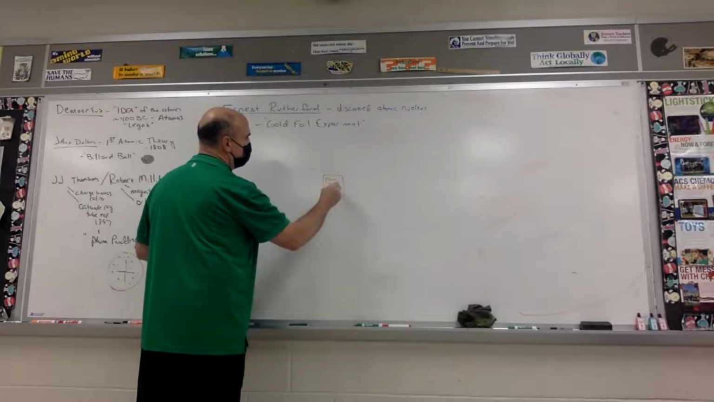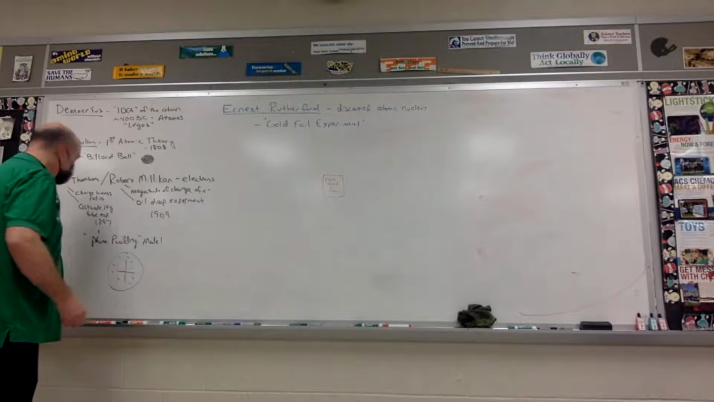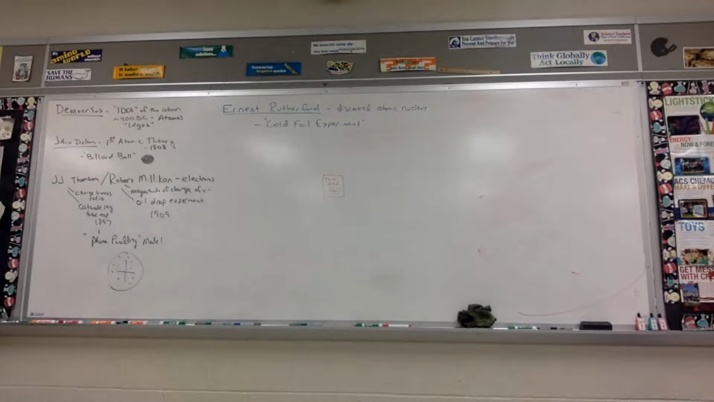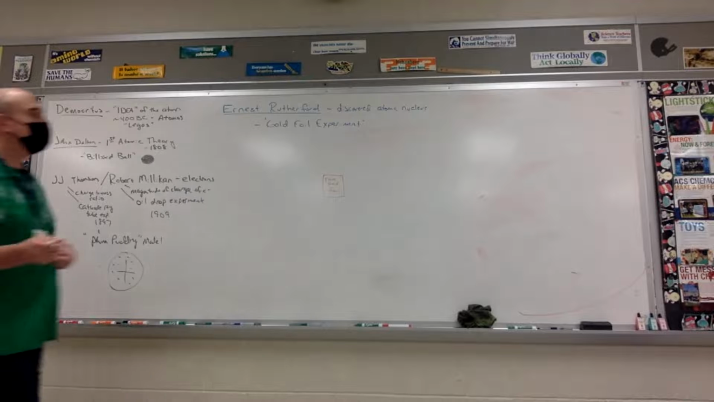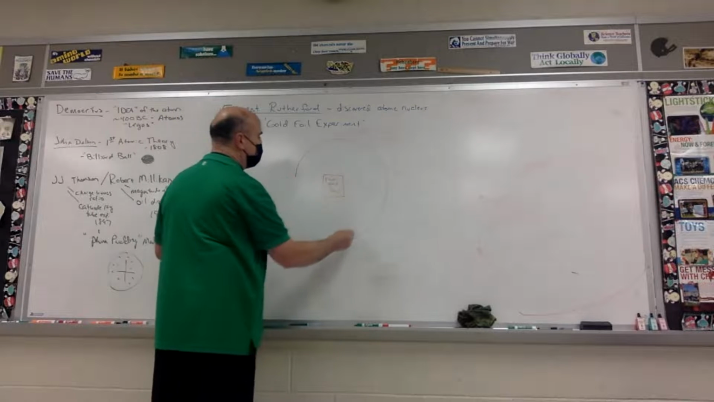So you had thin gold foil. Why can't it be big gold foil? He needed to roll it out as thin as possible. He wanted to get it as close to an atom thickness as possible, which is impossible, but he wanted it as thin as possible. He surrounded the gold foil with a fluorescent screen.